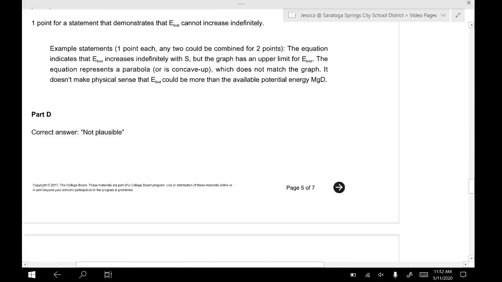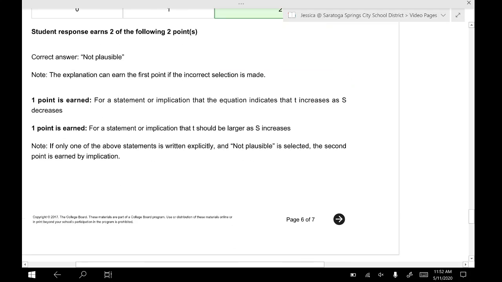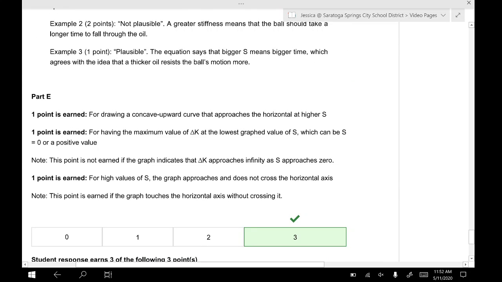Scrolling down. Okay. So I get 1 point for concave up. So essentially any graph that is like half a smiley face, even if it's backwards, that approaches the horizontal at a higher S. So it does need to be this graph. So there's my 1 point. That's what that first point is talking about. For having a maximum value of delta K at lowest values of S, which can be S equals 0 or a positive value. So the fact that the graph approaches the vertical axis, that's another point.